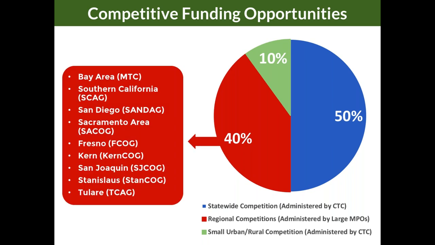So here are the MPOs that receive funding to run regional competitions. They cover our largest metropolitan areas in the state. So that's the Bay Area, and that competition is run by the Metropolitan Transportation Commission. Then Southern California, run by SCAG, San Diego, run by SANDAG, Sacramento area, run by SACOG. And then we have five MPOs in the Central Valley that also run regional competitions in Fresno, Kern, San Joaquin, Stanislaus, and Tulare. One thing to note here is that the regional competitions may have additional rules or different questions from the statewide competition.